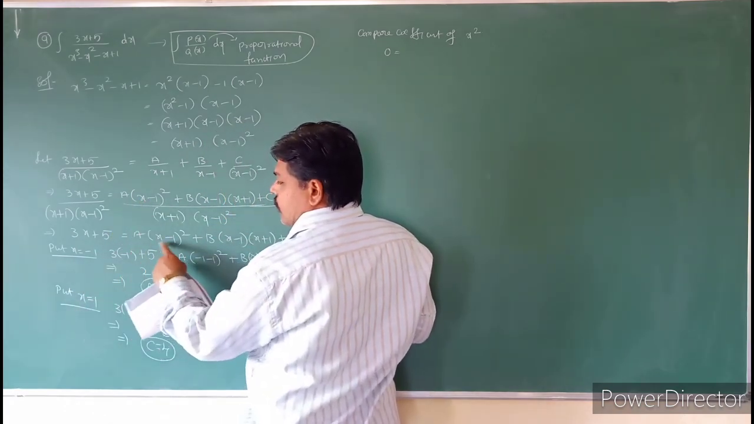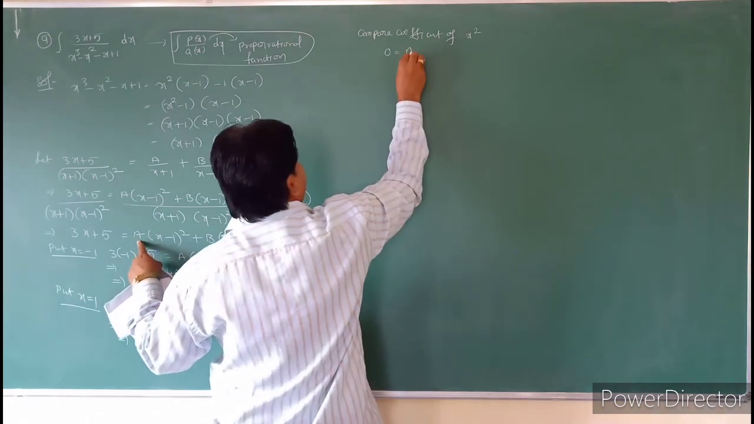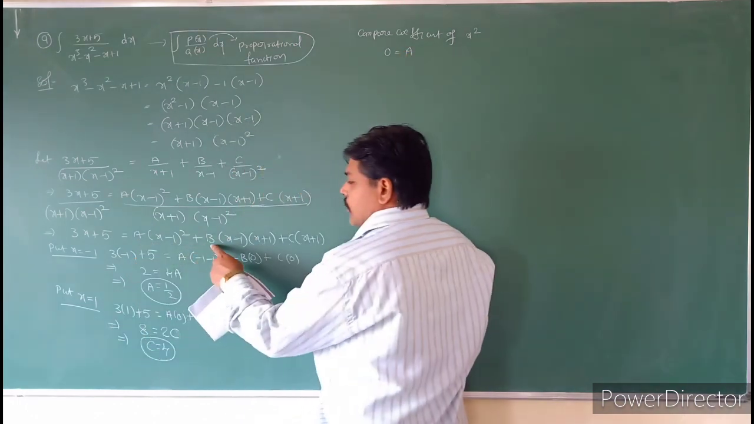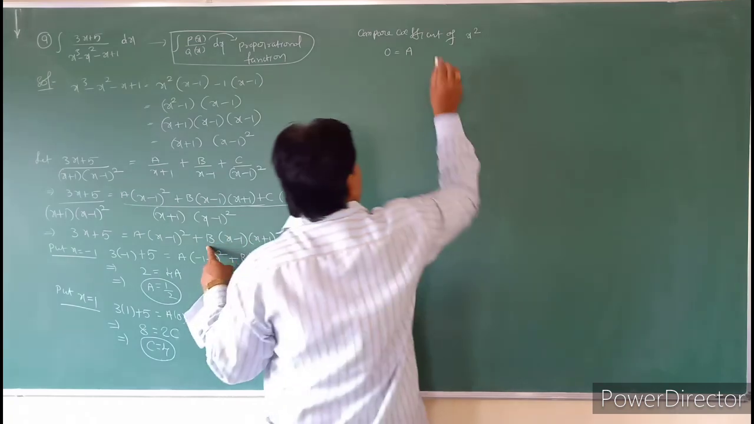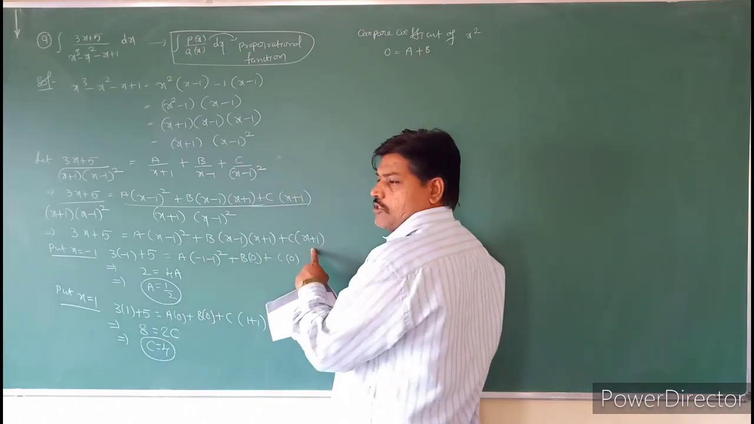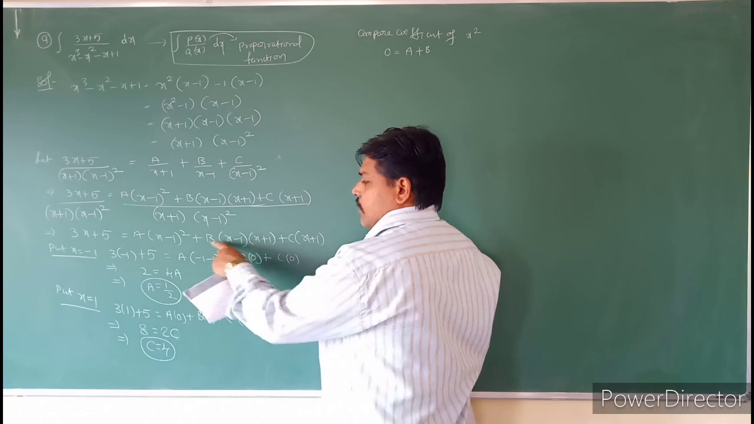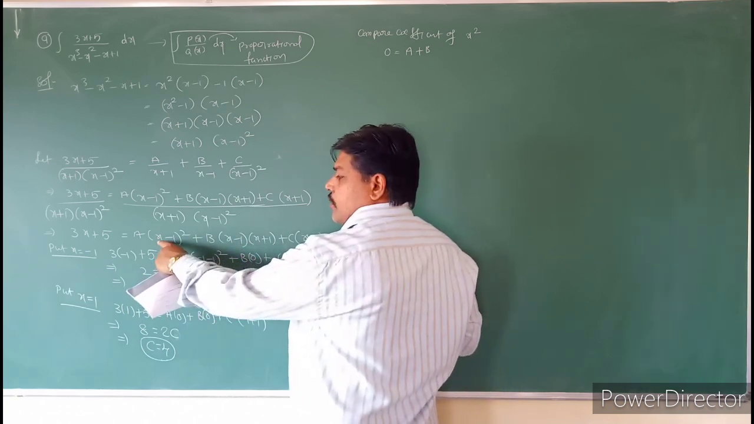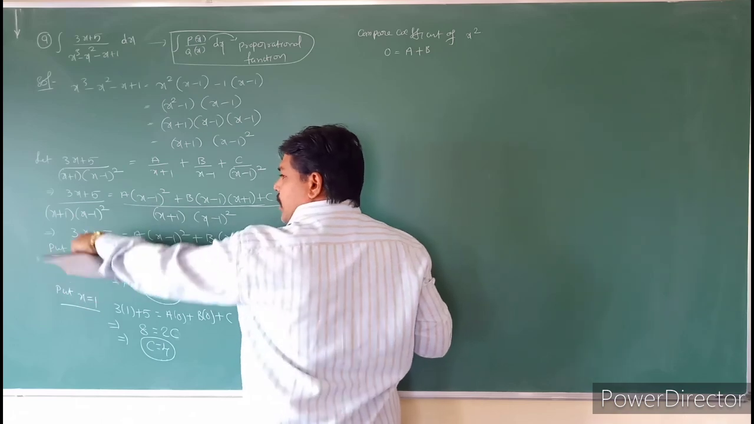That is the (x minus 1) whole square, meaning here x square is there, so that is the coefficient a. And here b into x is x square into b, so b is the coefficient of x square. But here there is no x square term, so the x square coefficient is 0.